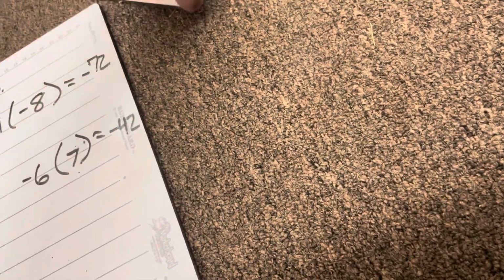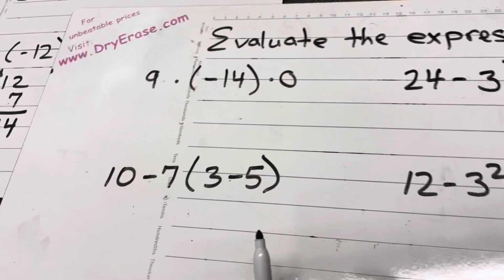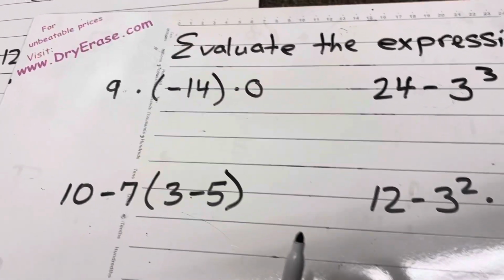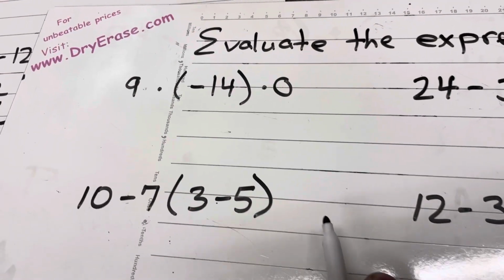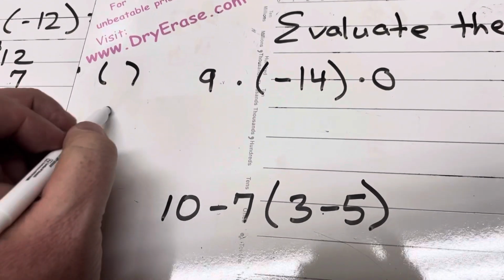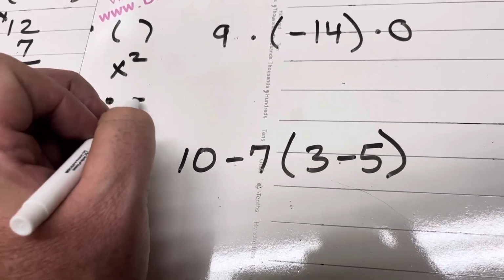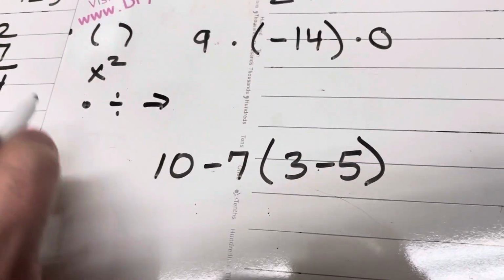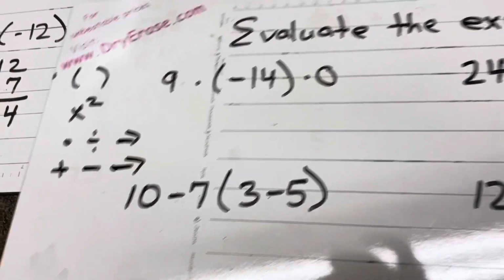7th grade. All right, well, let's bring the other one over here. Evaluate the expression. Now, this is going to be an order of operations sort of thing. So first of all, we want to remember our order of operations: first we do what's in parentheses, then we do exponents, and then we do all the multiplication and division, left to right. Then we do all the addition and subtraction, left to right. That's the order of operations.